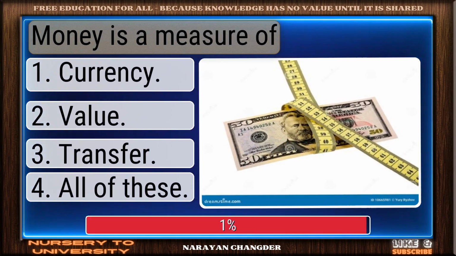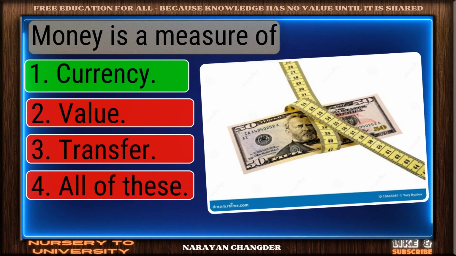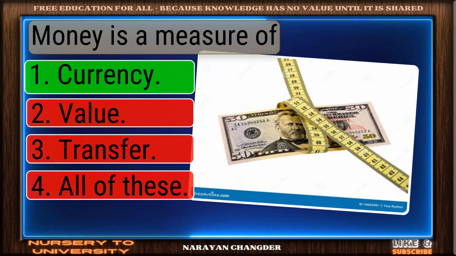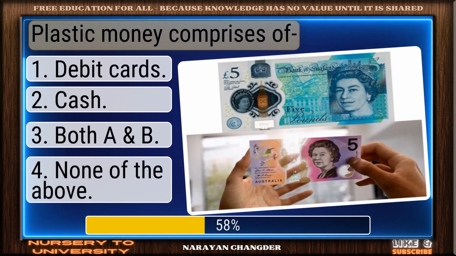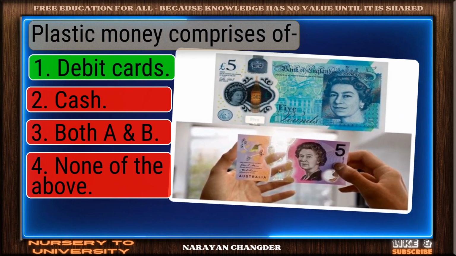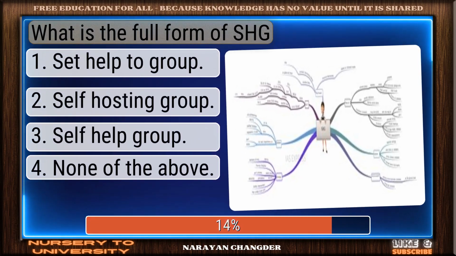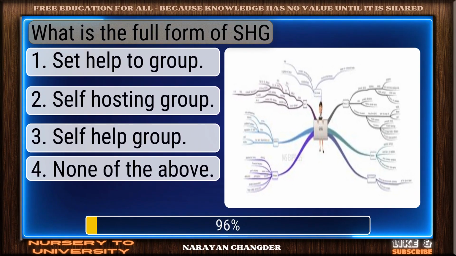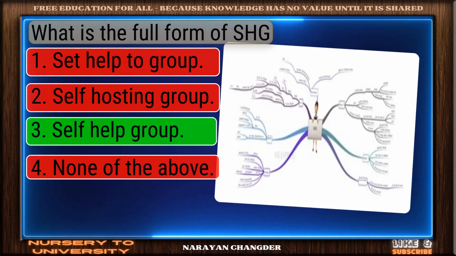Money is a measure of... Great thinking. Currency is right. Plastic money comprises of... Good thinking. Debit cards is right. What is the full form of SHG? Solid response. Self-help group is valid.